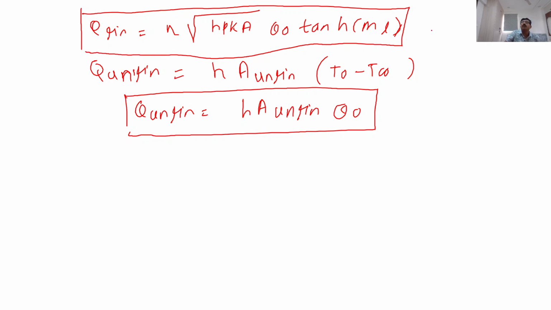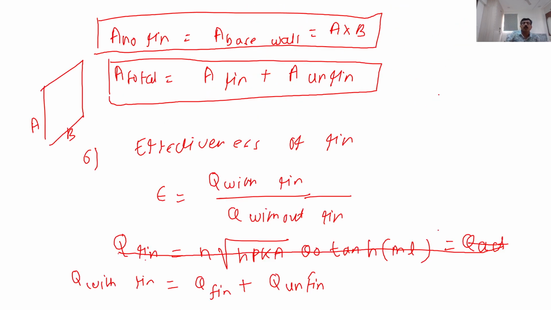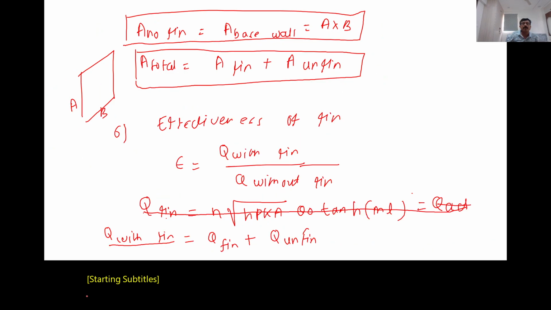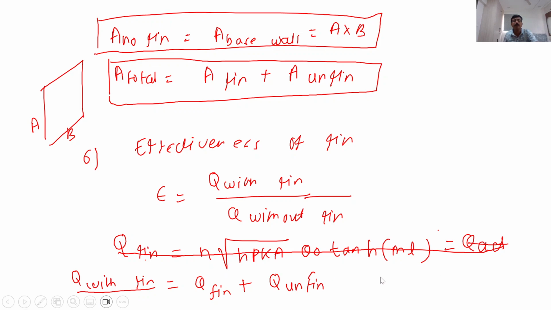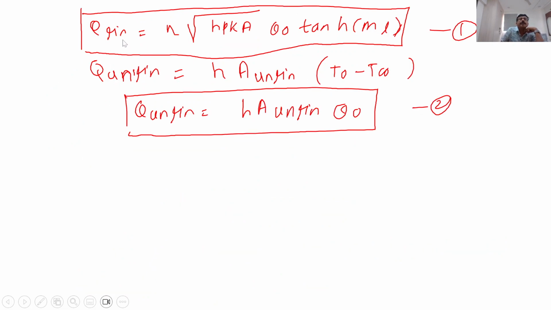Just add equation 1 and 2, and we will get the answer of Q with fin. Calculate Q fin separately, calculate Q unfin separately, and then you will get the answer of Q with fin. These are the formulas of Q fin and Q unfin.